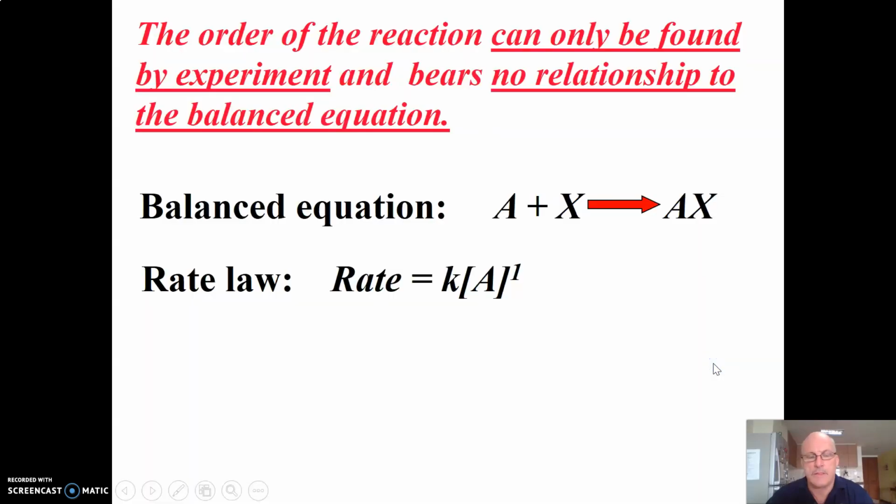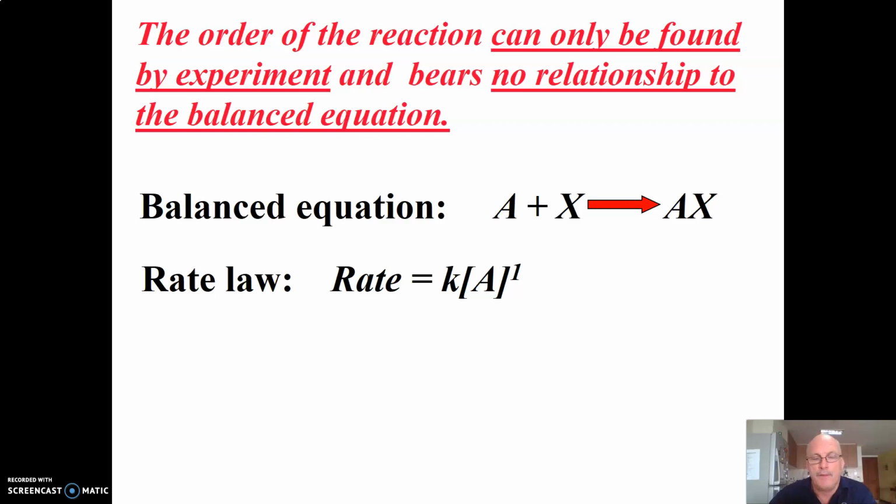Okay, hello again, folks. You remember in the last video, we learned how to derive a rate law from experimental data. Now, this video follows on from that one, and it's how we derive a mechanism from a rate law. Okay, so it's a three-stage process. Experiment gives us the rate law, and the rate law enables us to propose a mechanism.